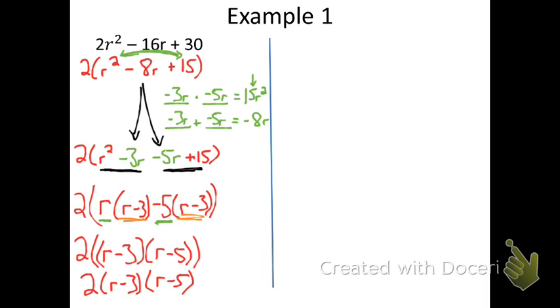Now, we're going to next go over here to the right, and we're going to do the same problem again. I'm going to factor 2r squared minus 16r plus 30.